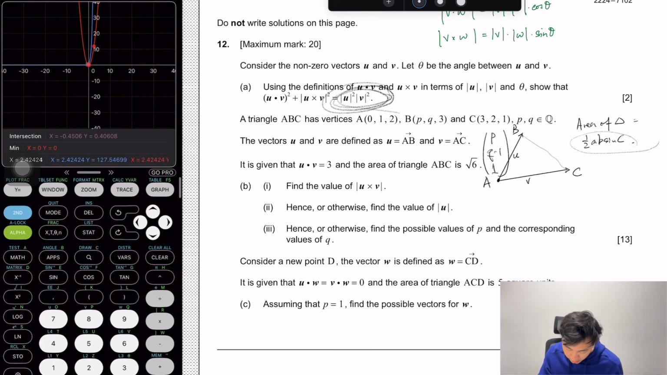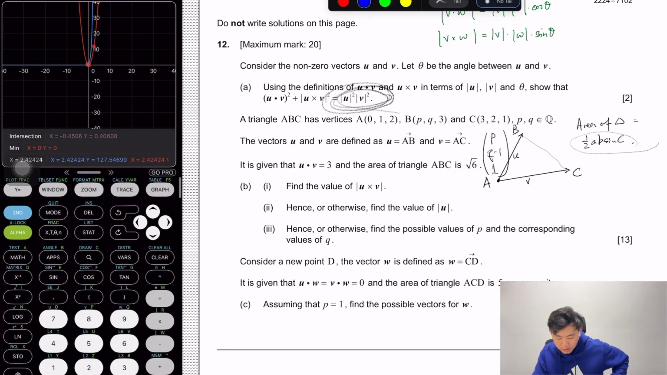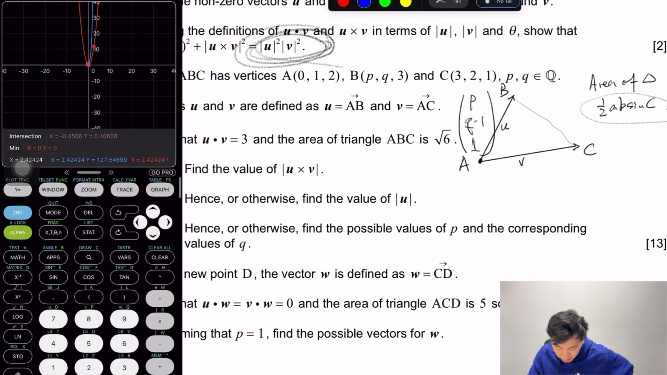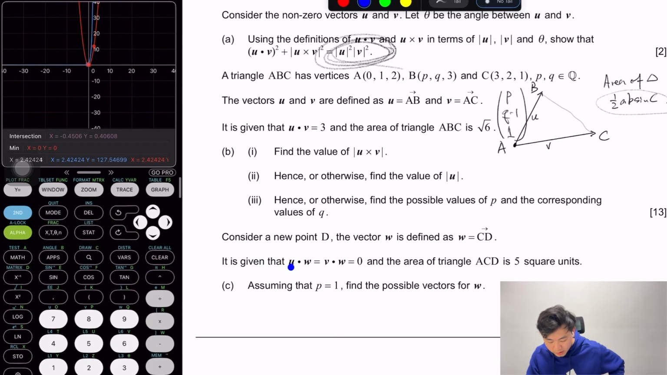The last one. Consider a new point D, and the W vector is CD. So what is the condition? It says the dot product is 0. Find the area of the triangle ACD. The area of the triangle ACD is 5 square units. So what does that mean? That means, assuming p is equal to 1, you have to find the possible values of W.